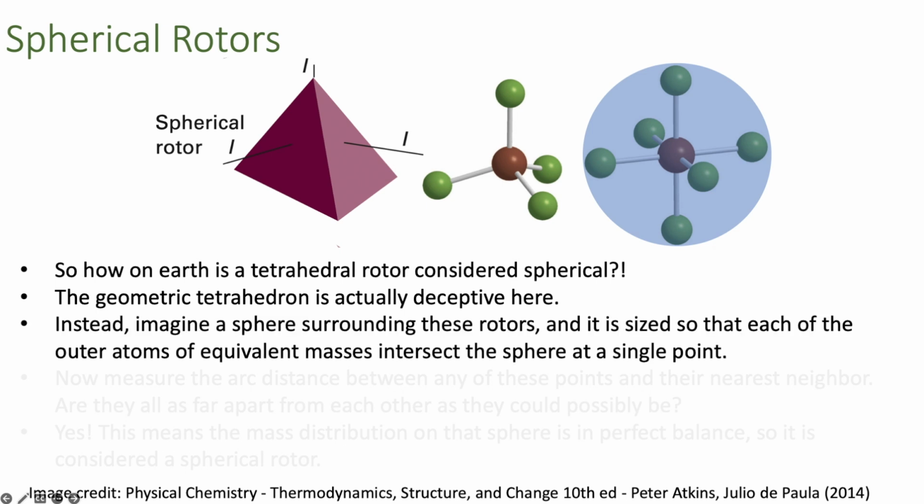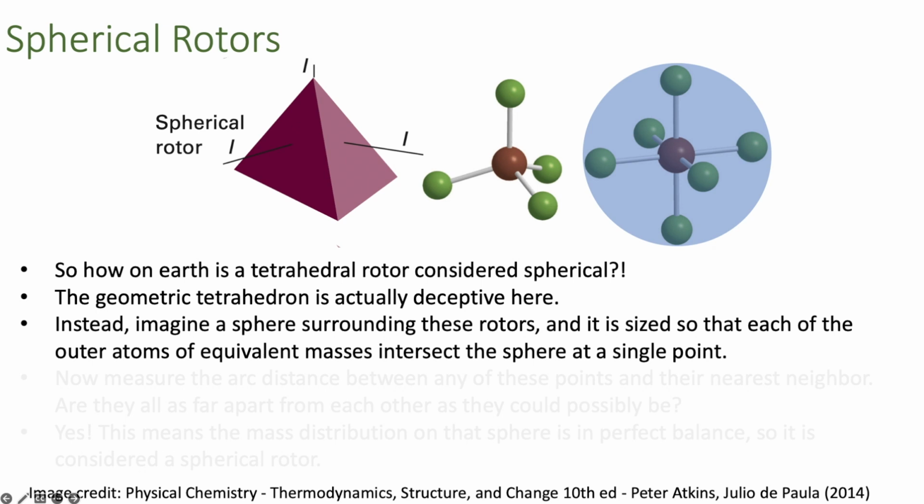They would not feel the same. So it's not that this is not actually a spherical rotor. It is actually a spherical rotor. It's just that the image is deceptive. It's not quite right. So instead, imagine that there's a sphere surrounding a rotor like the one in the image there. So I put a blue sphere around that rotor.